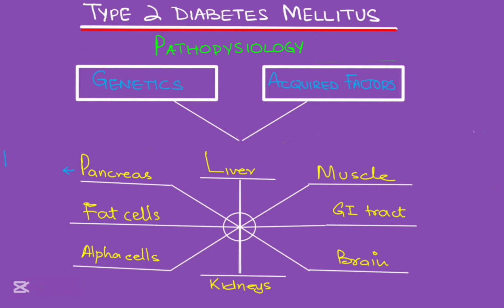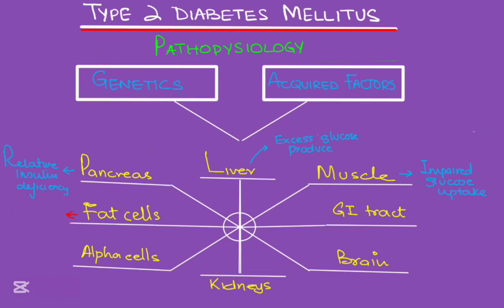As we have already discussed, the pancreatic beta cells dysfunction leads to relative insulin deficiency. The insulin resistance in the liver results in excess glucose production, and the insulin resistance in the muscle results in impaired glucose uptake by the muscles.